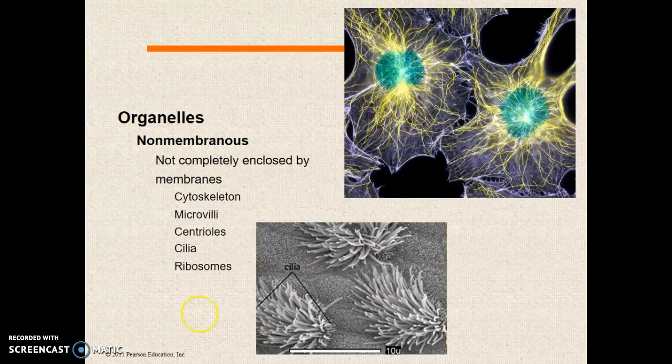Organelles may be non-membranous. That means they're not enclosed by a membrane. Some examples are the cytoskeleton. This picture here on the right shows the cytoskeleton and all the proteins within the cell. It's stained in a special way so you can see the proteins that maintain the shape of that cell. Microvilli, we'll talk about those later. Centrioles, all these objects we'll talk about later. Cilia and ribosomes are non-membranous.